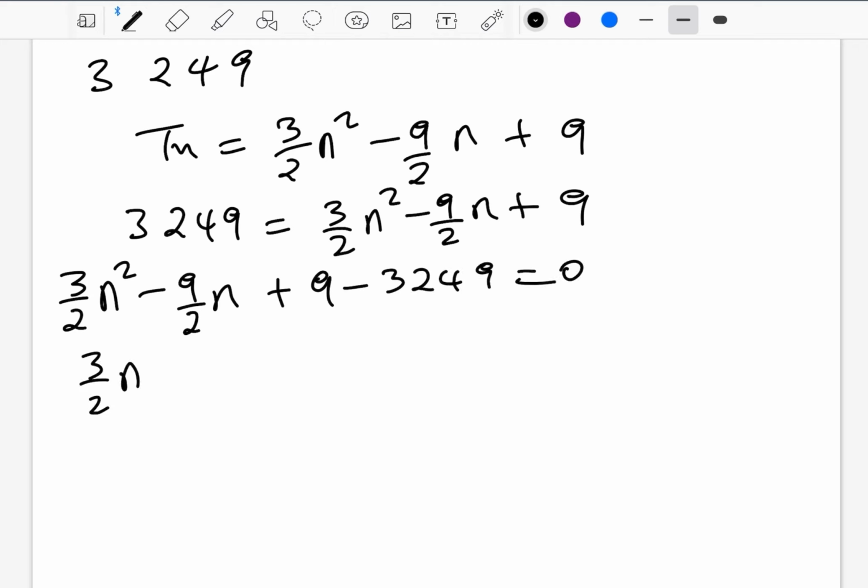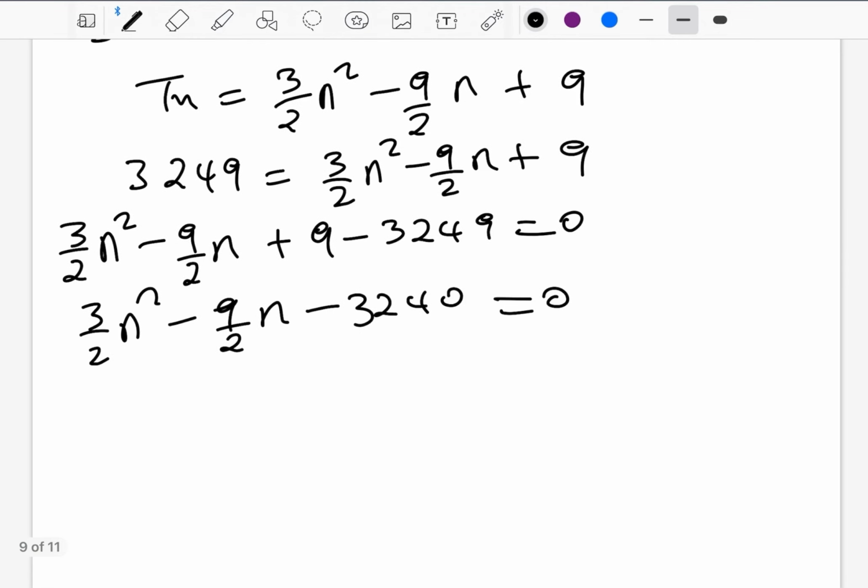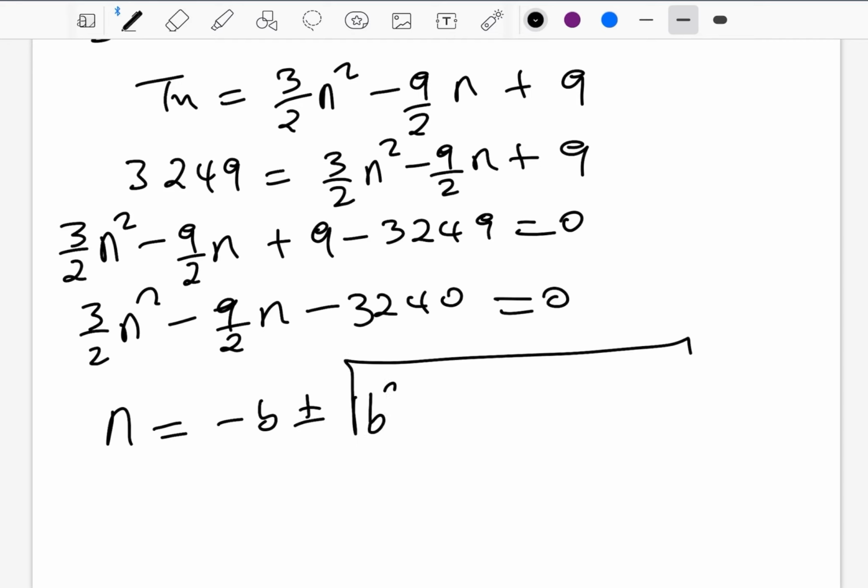And then you can just take 9 minus 3249, so that's basically negative 3240. And you can use your quadratic formula to solve for n. So you have n is equal to minus b plus or minus the square root of b squared minus 4ac, over 2a.